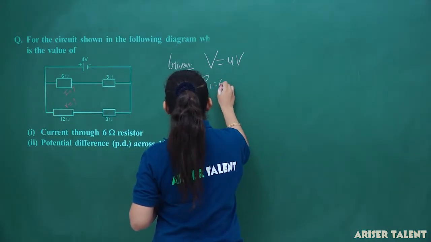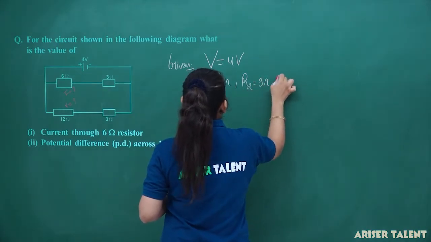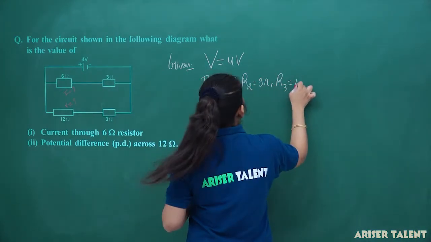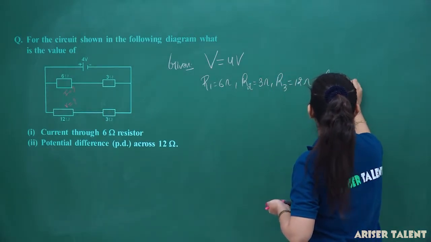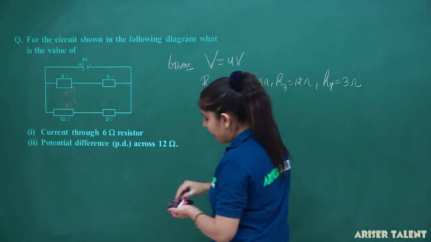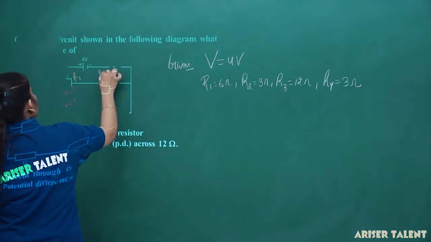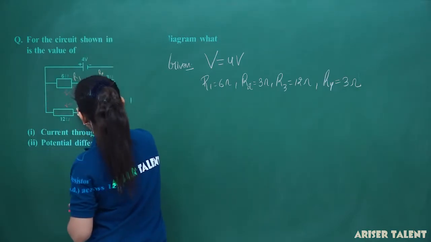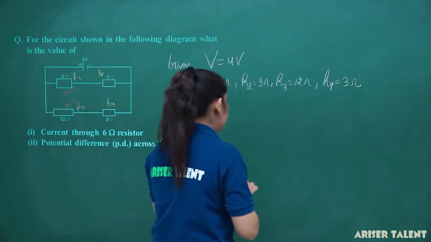R1 is 6 ohm, R2 is 3 ohm, R3 is 12 ohm, and R4 is 3 ohm. So we can write here, this is R1, R2, this is our R3, and this is our R4. These are the 4 resistances given.